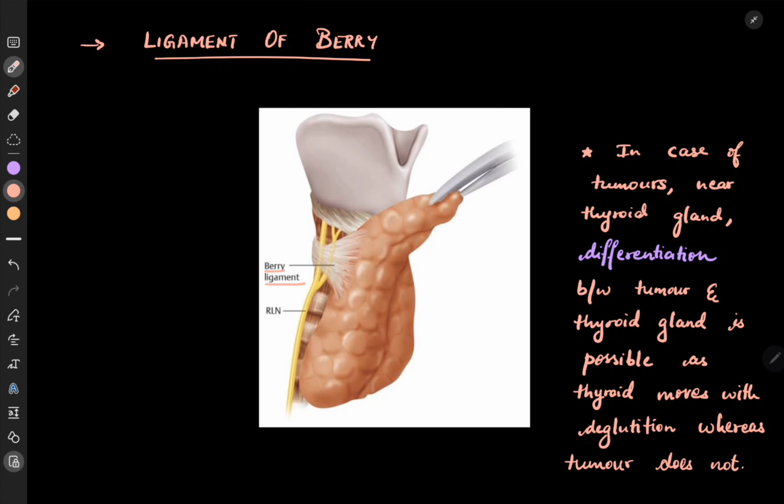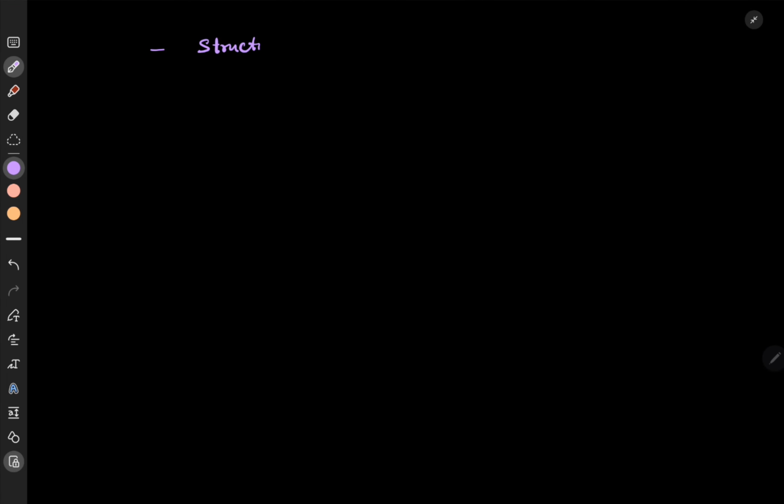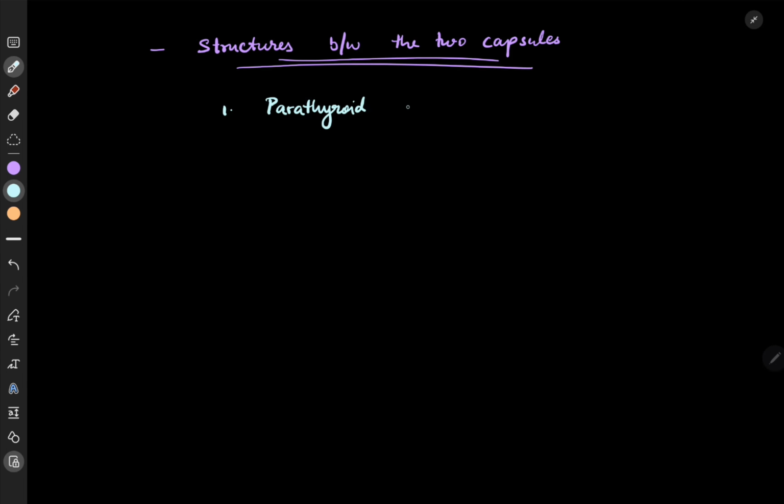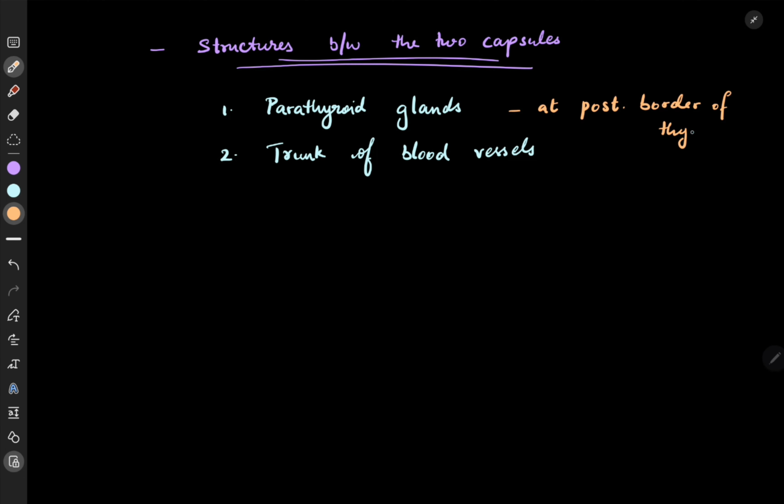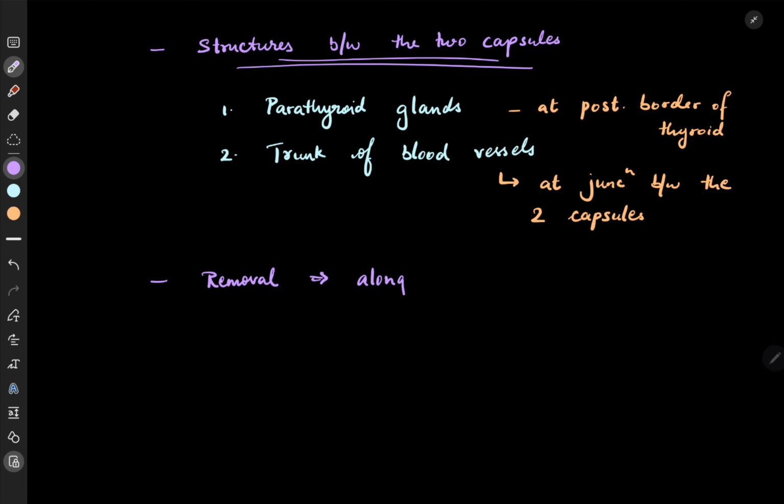Now, let us see about the structures present between the true and false capsules. At the posterior border of thyroid gland, we can see 4 parathyroid glands and trunk of blood vessels at the junction between the true and false capsules. Linked to the true capsule, we can also see venous plexuses. The removal of the thyroid gland must be done along with the true capsule.